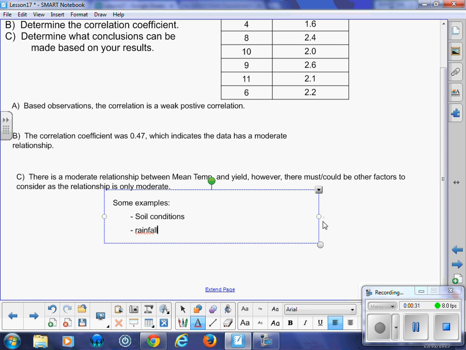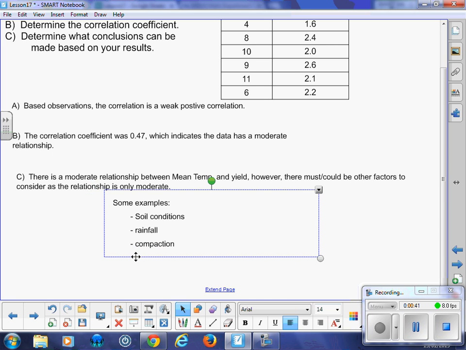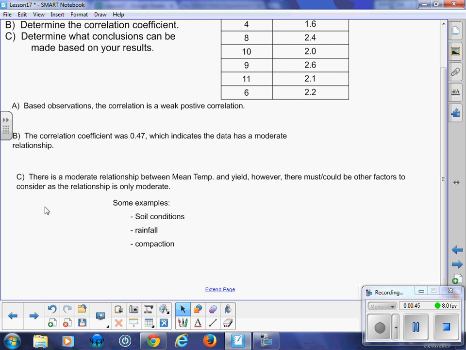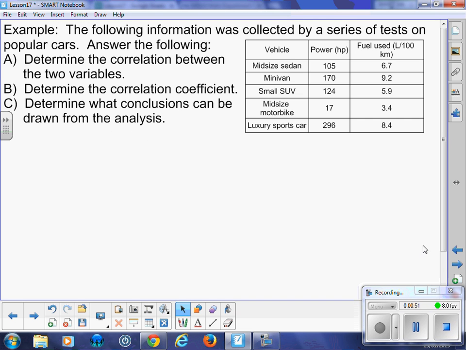Rainfall, so the amount of moisture available, compaction, if the conditions aren't ideal for growing. You can list a bunch of examples as well, because what I really want to see is that outside the box thinking: if these two aren't the main relationship, what could be influencing the results?